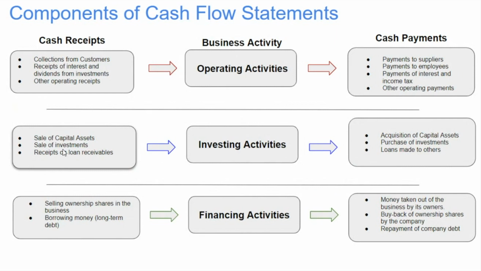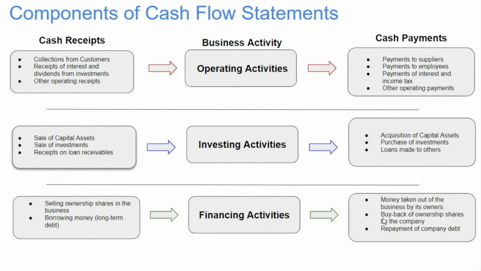From investing activities, money coming in could be sale of capital assets. So we sold a tractor, sold a building, sold some major asset of the firm. Sale of investments: we had shares in another company, we sold those shares. That's an example of sale of investment. Receipts from a loan receivable: we loaned someone money and they're paying us back now. That's very much an investing activity. In terms of payments, acquisition of capital assets, buying that tractor, purchase of investments, we buy shares in a company, or loans made to others. All of this would be considered investing.